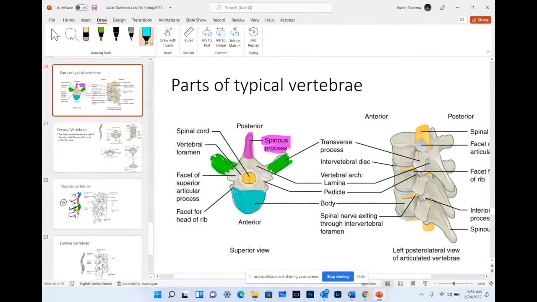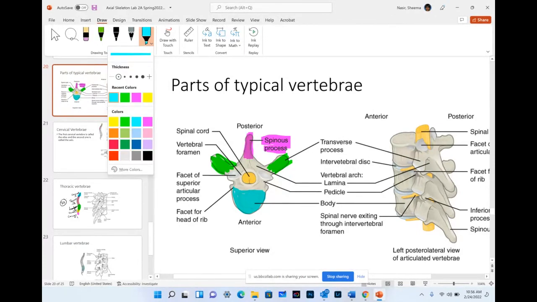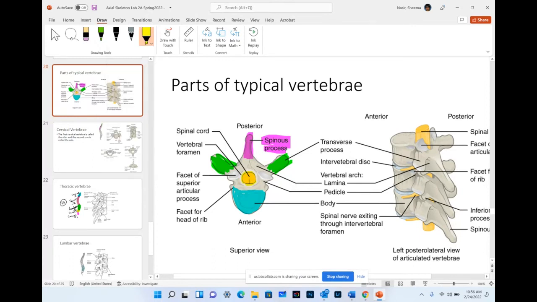This right here in the center, that is your spinal cord, which is sitting in the vertebral foramen. Okay, so what is this? This is your vertebral foramen. And what is sitting inside it? Your spinal cord sits inside it.